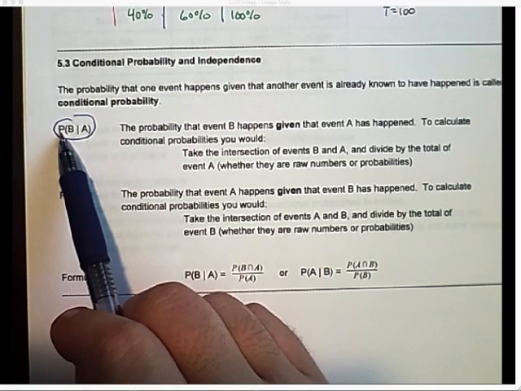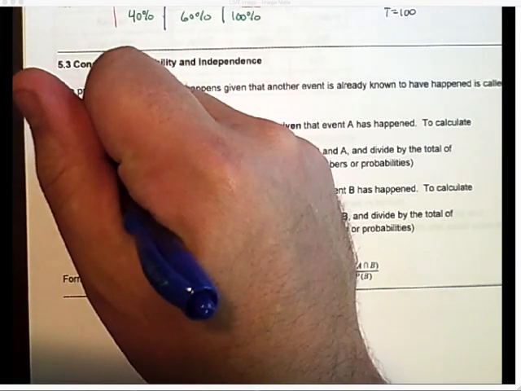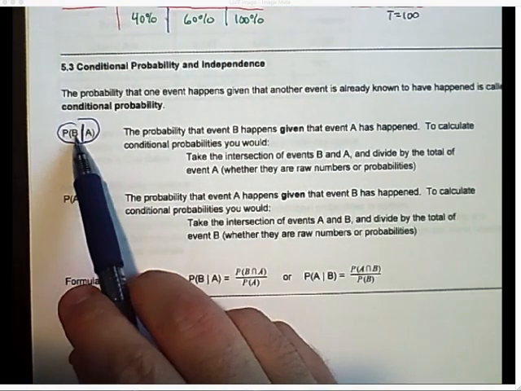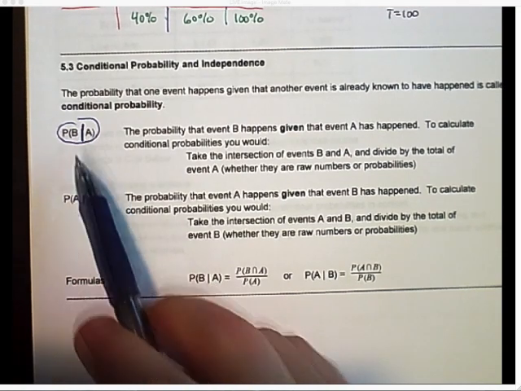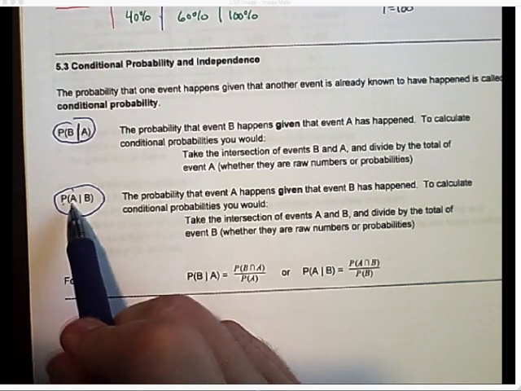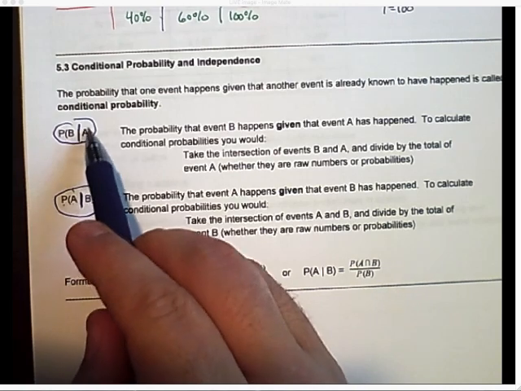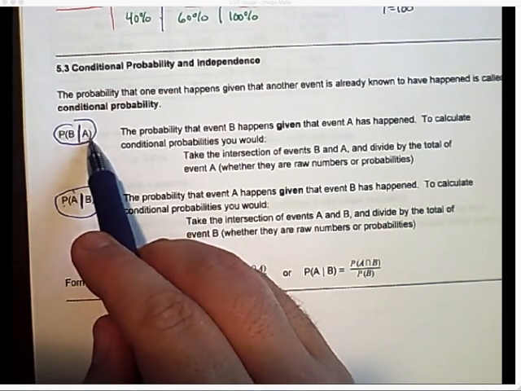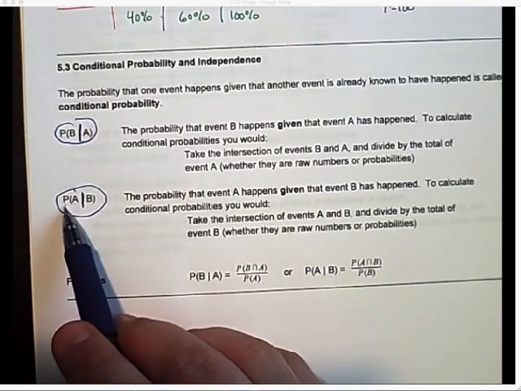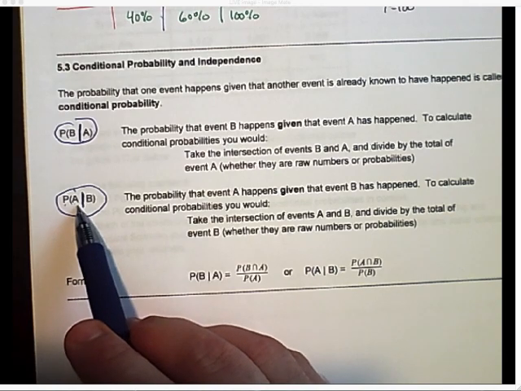we read this as the probability of B, then you have a bar right here, a straight up and down bar, that's a given, so probability of B given A. And the way we would read this one is the probability of A given B. So in the first case, if event A has already happened, what's the probability that B happens? And in the second case, if event B already happened, what's the probability that event A has happened?